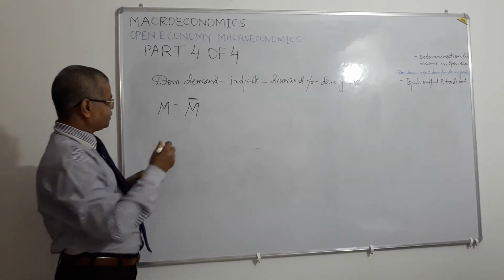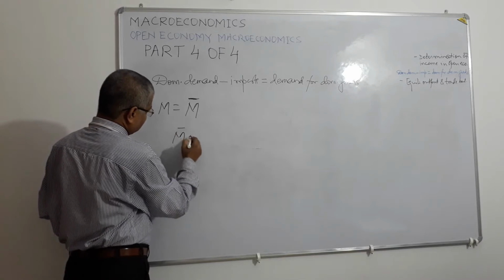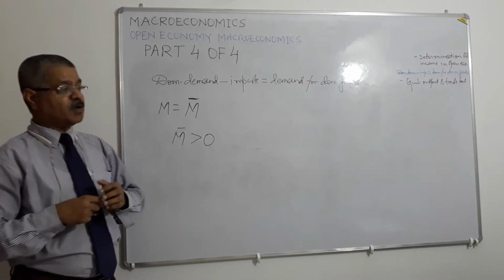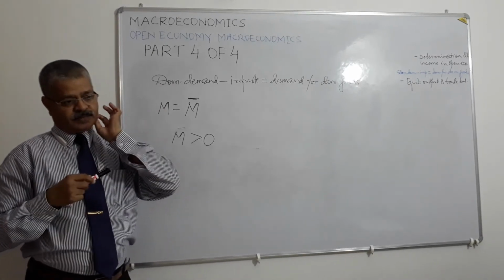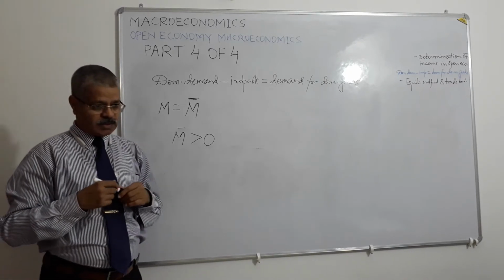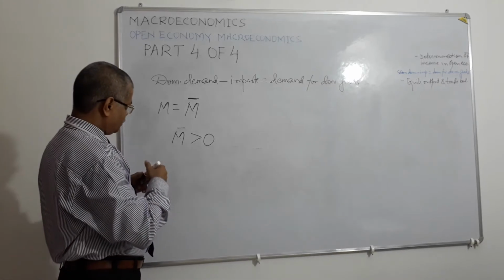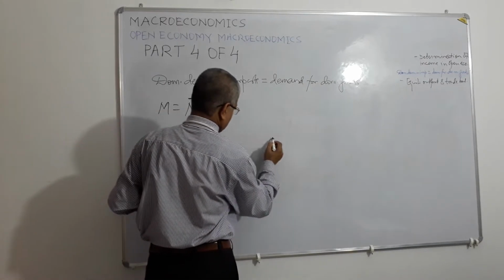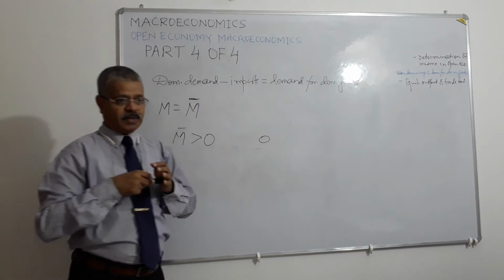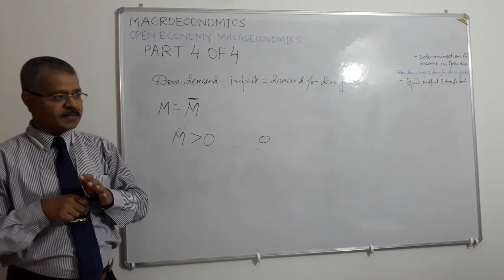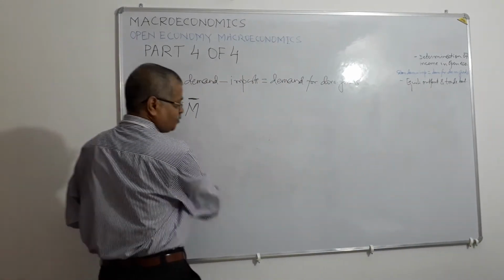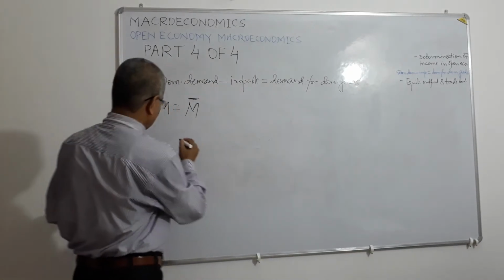So here, this M bar, the autonomous component of imports, is a number which is greater than 0. It's a positive number, right? Then it is an autonomous component of imports. It's a positive number, and then we come to, like we had discussed, marginal propensity to consume, right?